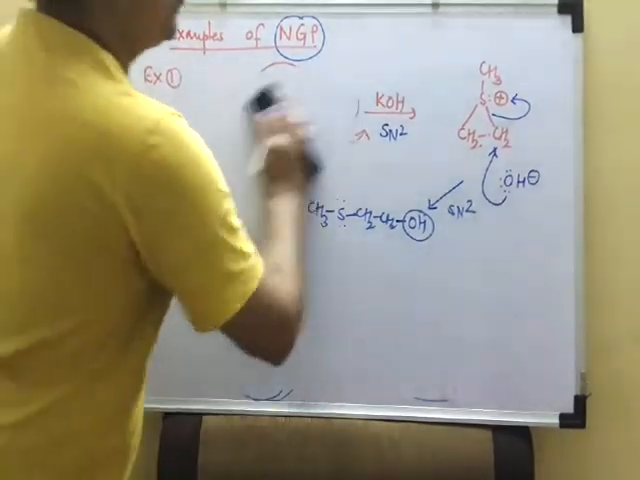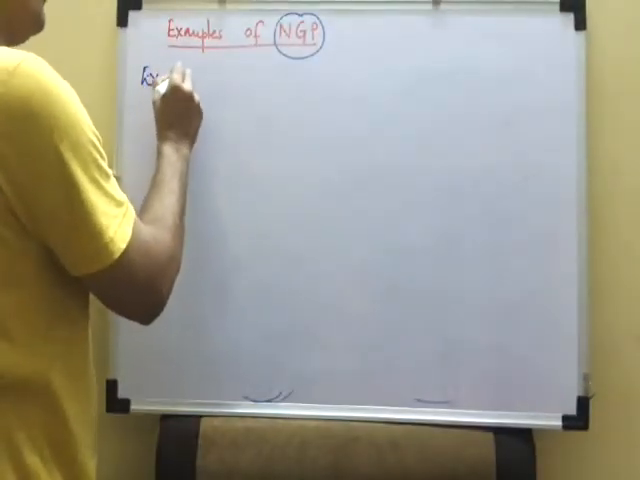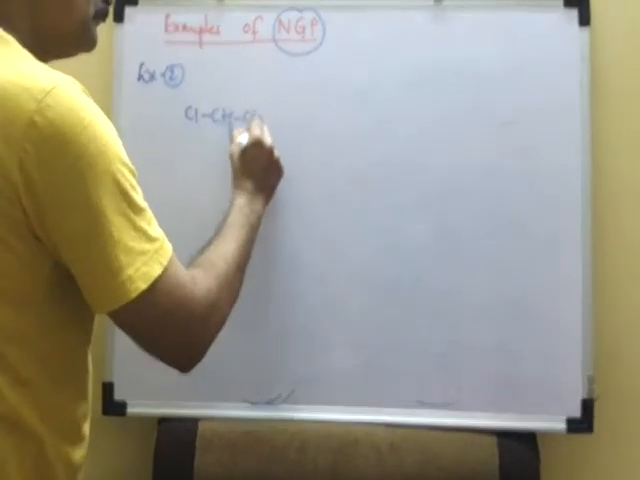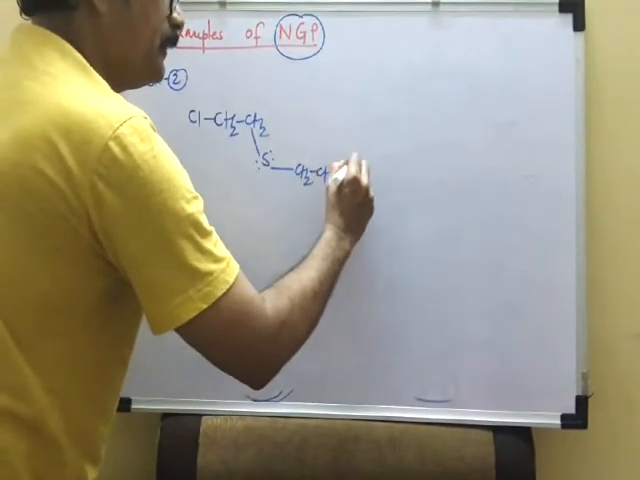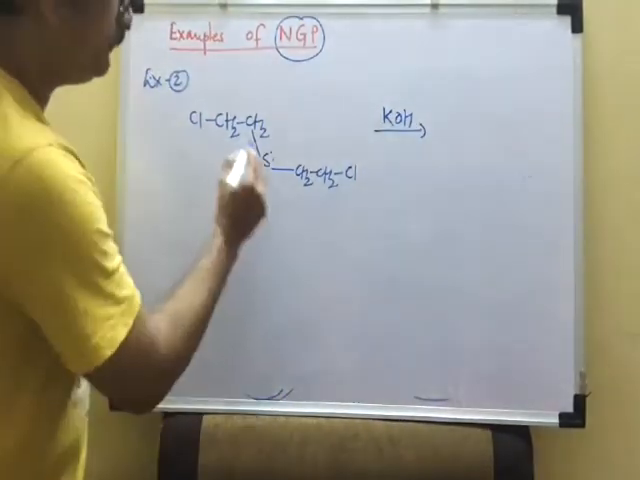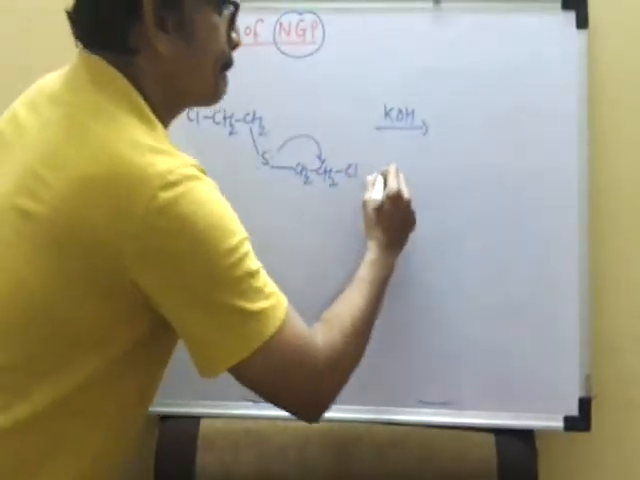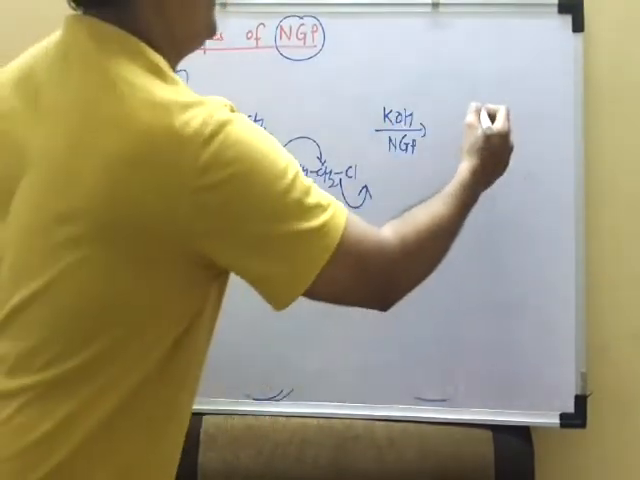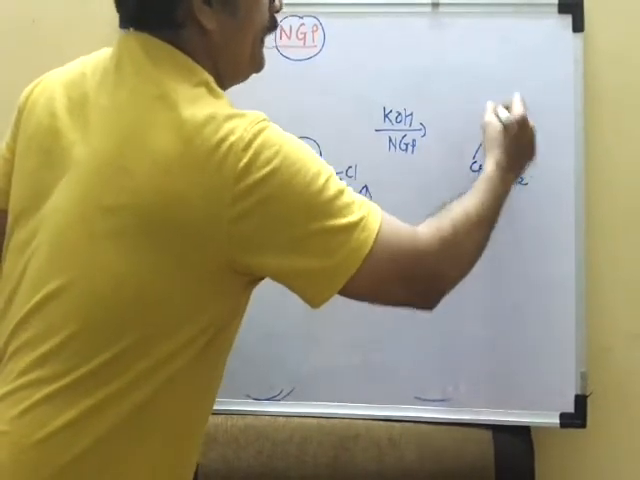I'll write here example number 2. Very popular example of mustard gas. So when mustard gas is treated with KOH, what will happen? So again, instead of CH3, that group is there, CH2, CH2, Cl. Doing the same thing. So first step is NGP, that is SN2 attack. And we get here cyclic intermediate.